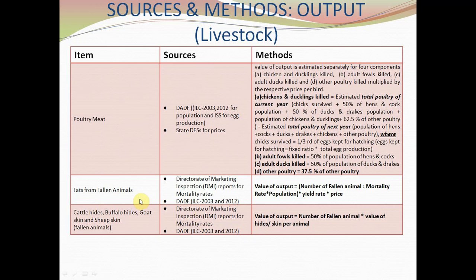Fats from fallen animals. For this, Directorate of Marketing and Inspection (DMI) reports for mortality rates are used, and ILC 2003 and 12 data from DADF is available. Value of output is calculated by using number of fallen animals, mortality rate into population, into yield rate, into price. Cattle hides, buffalo hides, goat skin and sheep skin in fallen animals. For this, the same sources as discussed above are used, and value of output is taken as number of fallen animals into value of hide or skin per animal.